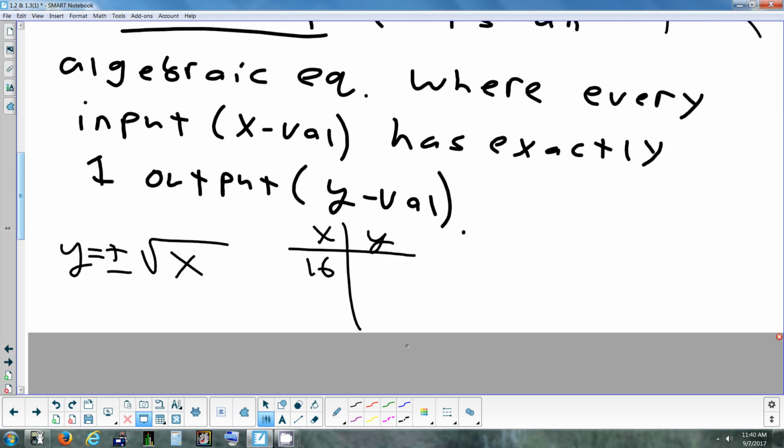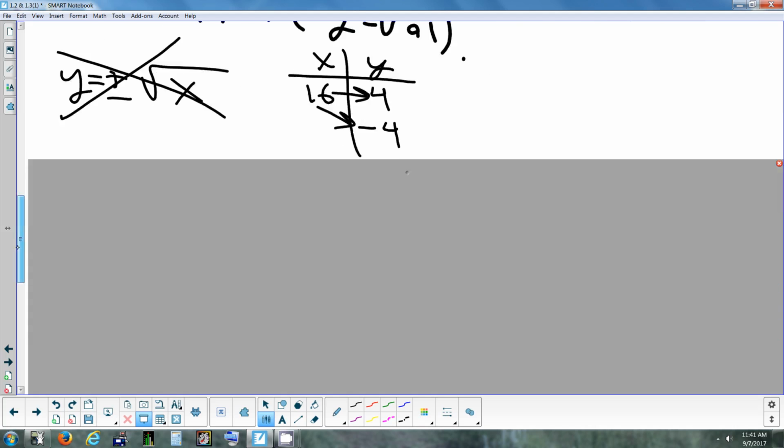You get positive 4, and you get negative 4. So if you plug in 16, do you get exactly one answer for y? No, that is not a function. I could make it a function just by getting rid of the minus sign underneath. That would mean ignore the negative answer. But that's a case where you plug in a value for x and you get two answers for y. We had a problem like that with the distance formula in the homework last night. Not a function.